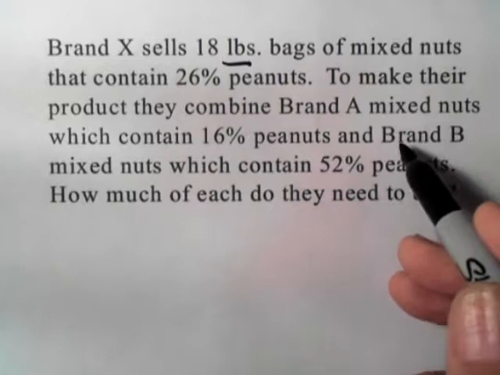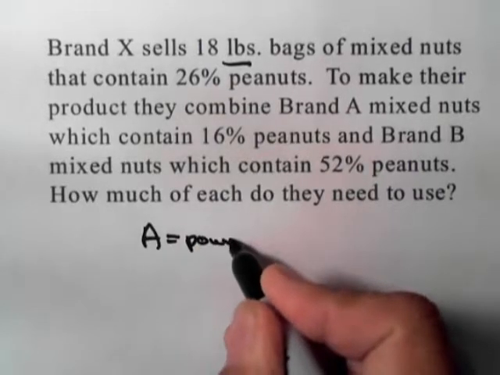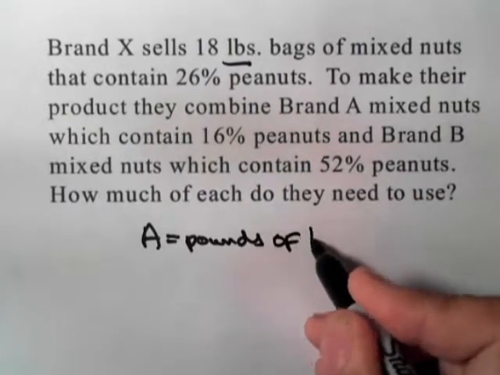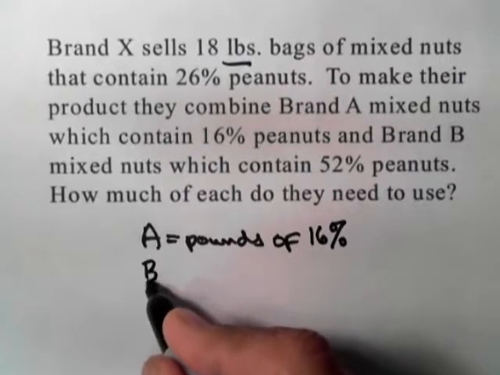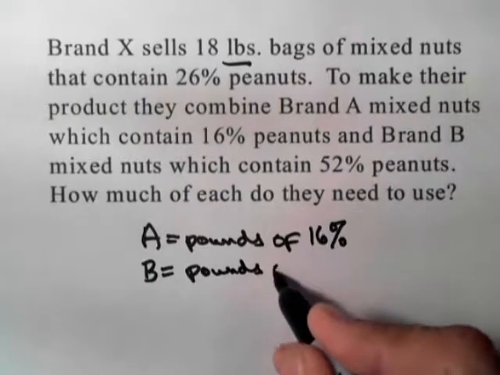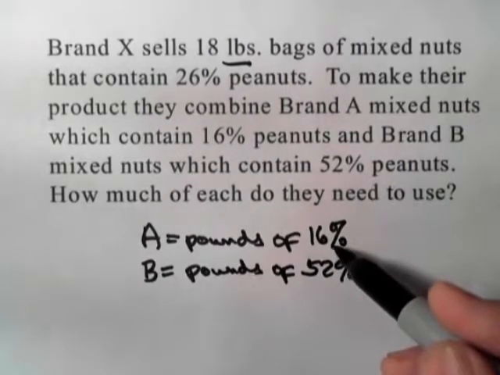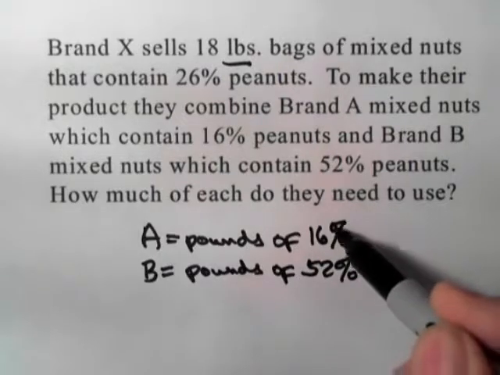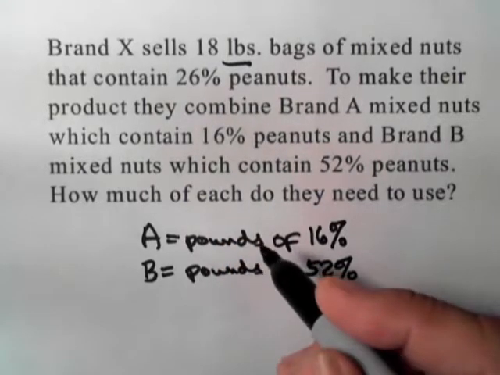So let's use the letters A and B that they mention here. A is going to equal the pounds of the 16% peanuts. And Brand B is going to be the pounds of the 52% peanuts. Now, one thing to point out to you here: whenever you're making mixtures, and these are the two things we're mixing together, the result has to be a value which is in between these two. And the result up here is going to be 26%, so it's workable.